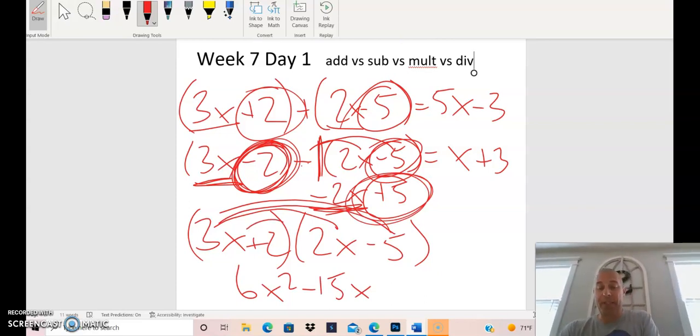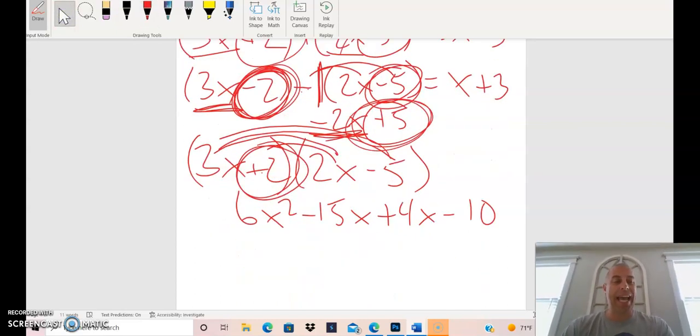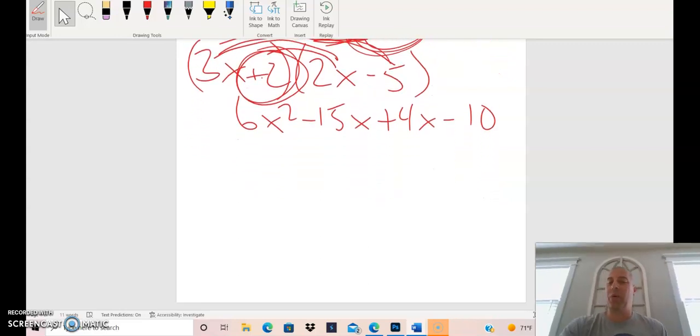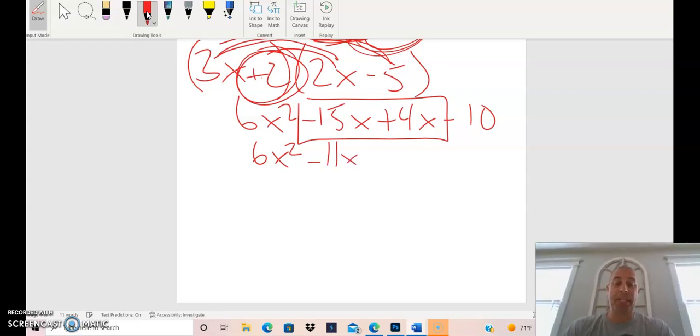All right, now it's time to distribute the 2. So 2 times 2x, that's a 4x. 2 times the negative 5, there's your negative 10. And now we're combining our like terms together. So the 6x squared is just going to come down for the ride. Combine the negative 15 with the positive 4, and we get a negative 11, so it's a negative 11x. And then again, bring down that minus 10, and there we are. Show's over. So a lot more action when it's your multiplication problem.